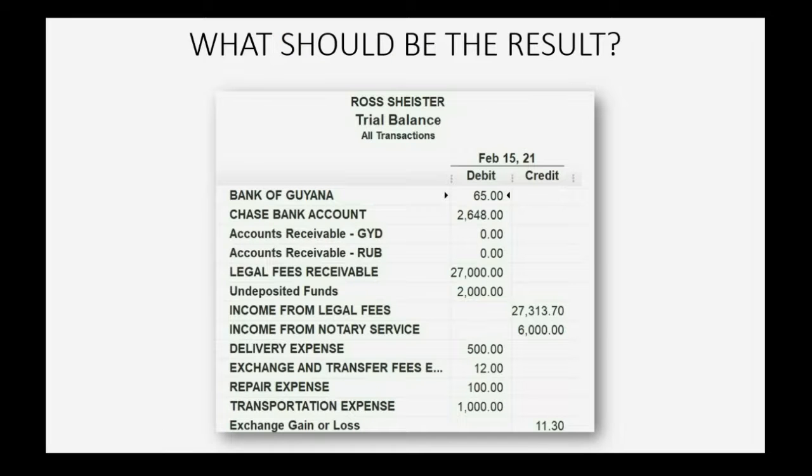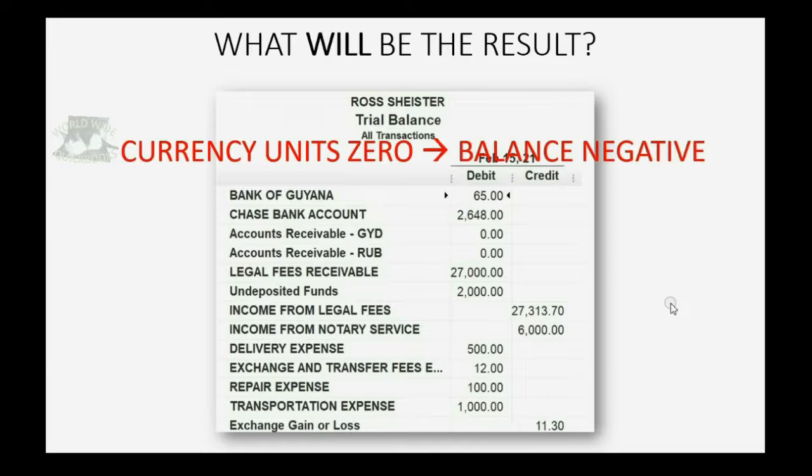Now, if we pay for delivery 80 US dollars or all 10,000 Guyana dollars, what should be the proper result? Well, we paid $80 worth of delivery, so delivery expense should increase by $80. And we paid all of our Guyana dollars, we paid 10,000, so the balance should go down to 0, and the $15 should increase the gain and bring it up to what it was in the previous video. But unfortunately, it will not.